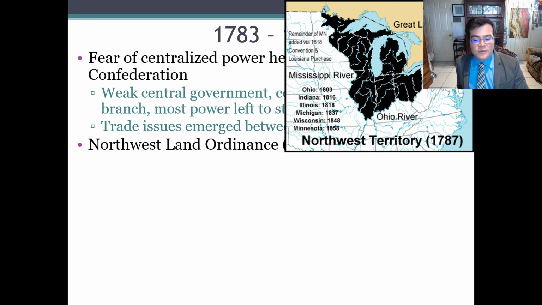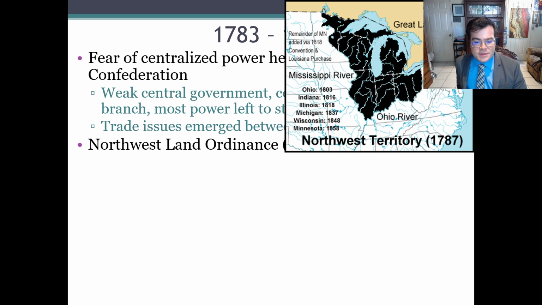It wasn't all bad, though. Look, here's the Northwest Territory, 1787. This was pretty good at introducing new states. You can see Ohio, Indiana, Illinois, Michigan, Wisconsin, Minnesota, where my law school is. And what's cool is that this is the first place where slavery is illegal, right? They're not going to allow slavery in the Northwest Territory, the Northwest Ordinance.